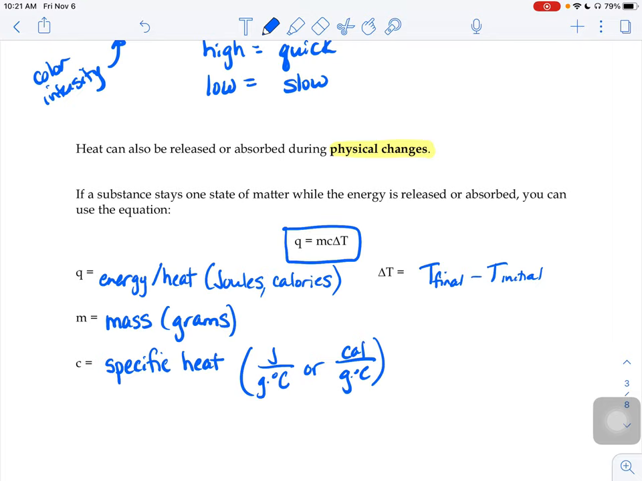Just in case you have to get back and forth between calories and joules, I'm going to give you guys a conversion factor that you can use on your problems. 4.184 joules is the same thing as one calorie.